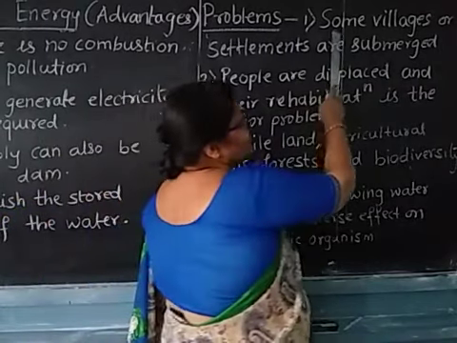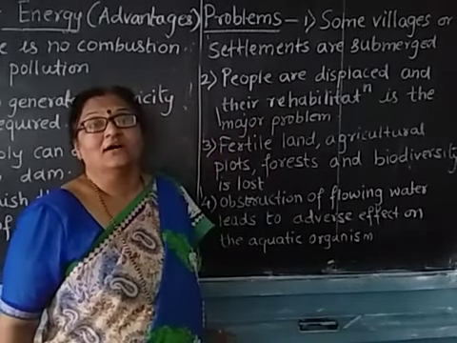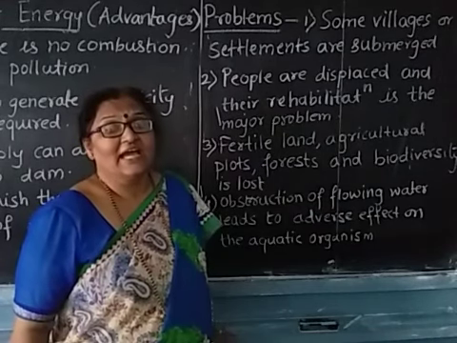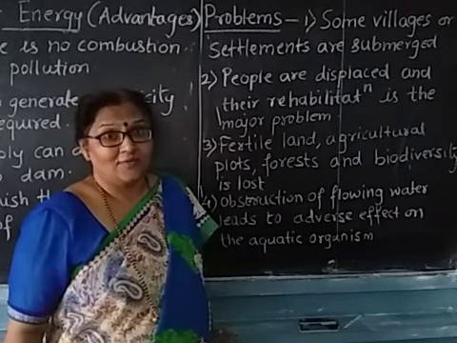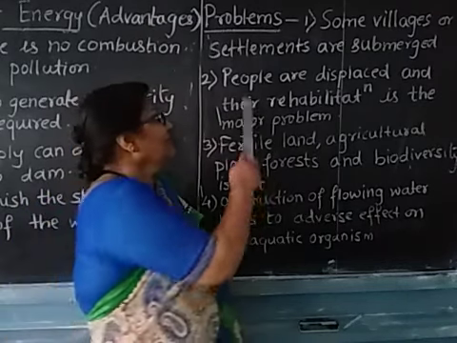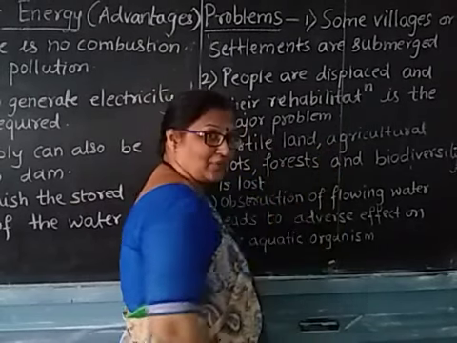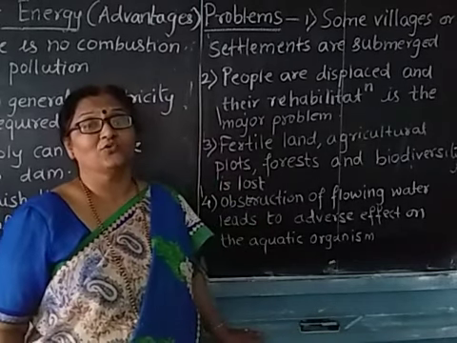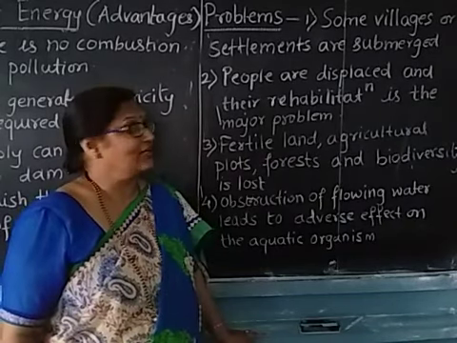That is nothing but some villages or settlements are submerged. That means the vegetation, or you can say the people who are living there, they have to leave their land, or they have to go to another place so that the dam can be created. Then see here, people are displaced and their rehabilitation is the major problem. Now you want to rehabilitate them. That means you want to give another area for them to live. That is also impossible in such a case.